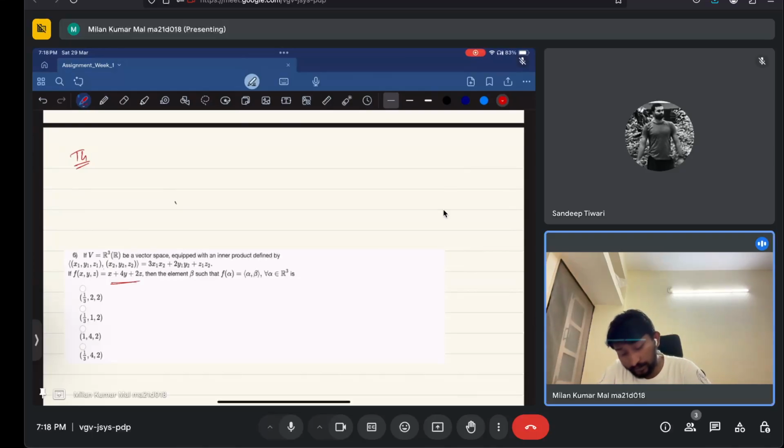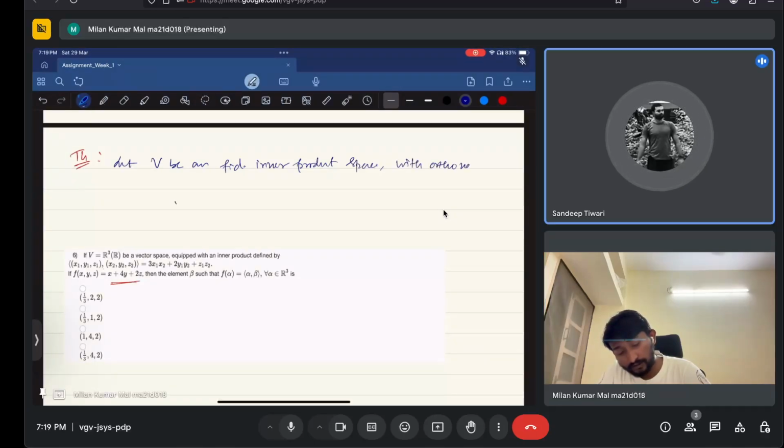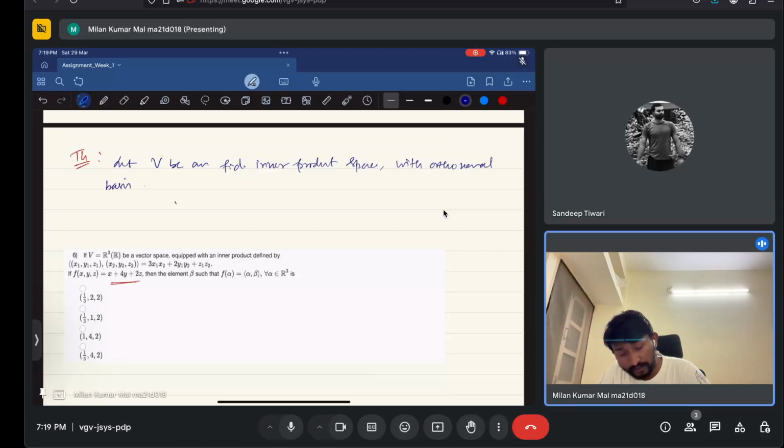Okay. So here is the theorem that I just want to write. Let V be a finite dimensional inner product space with orthonormal basis alpha 1 to alpha n. This is the orthonormal basis of V.